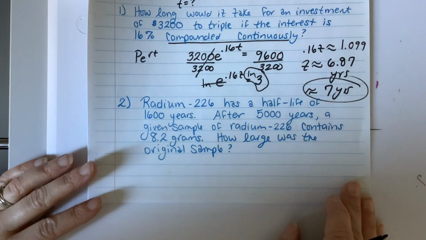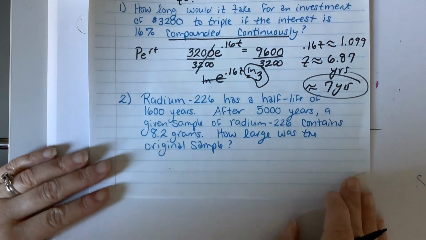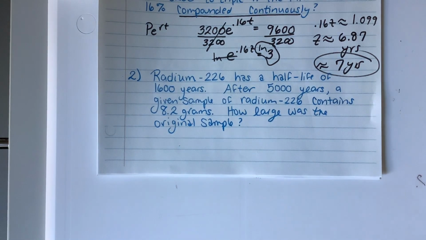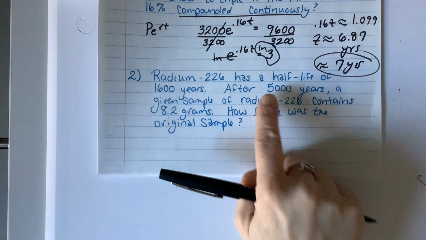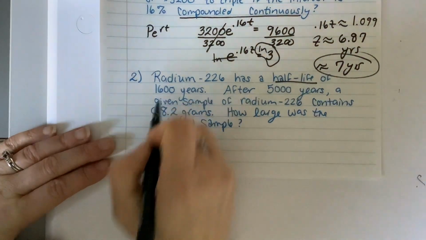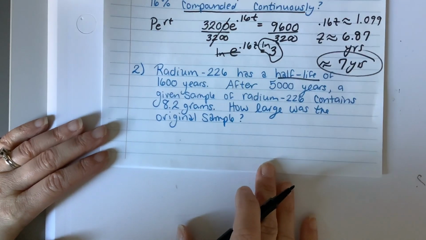This is what the test is going to look like. Questions like that, not crazy stuff. Okay, here is a half-life problem. Radium-226 has a half-life of 1,600 years. The half-life, that is how you can find lambda.